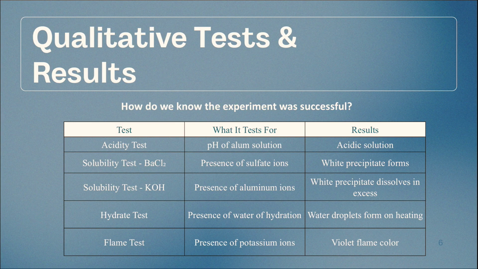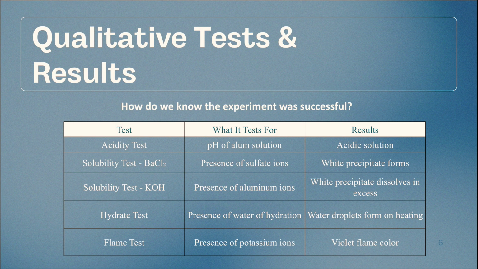First, the hydrate test was performed to check for water of hydration in the alum crystals. When the product was heated, water droplets formed, indicating the presence of hydrated water molecules and key characteristics of potassium aluminum sulfate. Next, the flame test was used to identify potassium ions. When the sample was introduced to a flame, it produced a distinct violet color, which is a characteristic indicator of potassium.